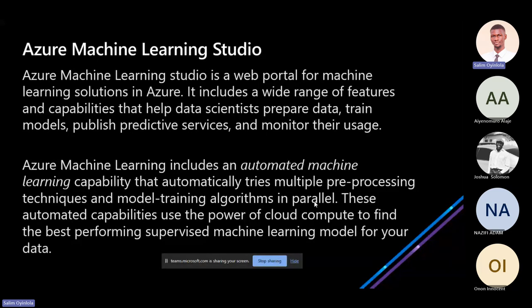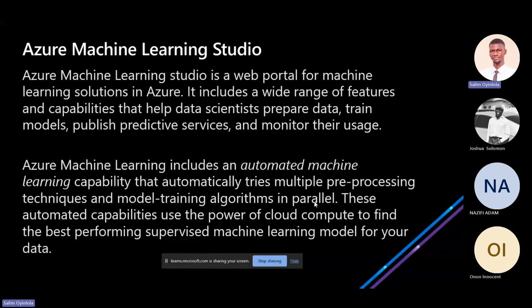Azure Machine Learning includes automated ML. Now, AutoML allows you to just give your model your data, and after that, it will predict for you. It's as simple as that. This capability automatically tries multiple pre-processing techniques and model training algorithms in parallel, and then it gives you the best one.